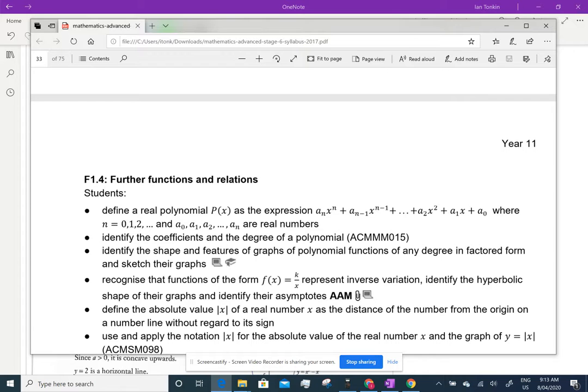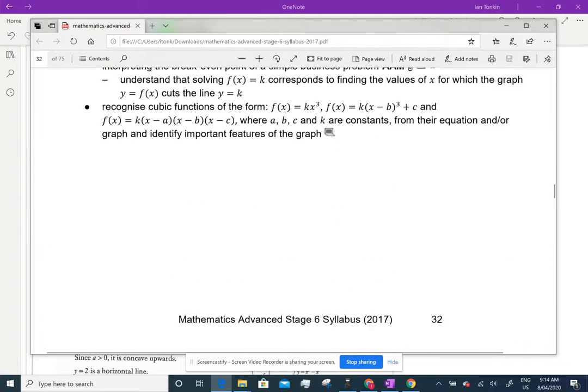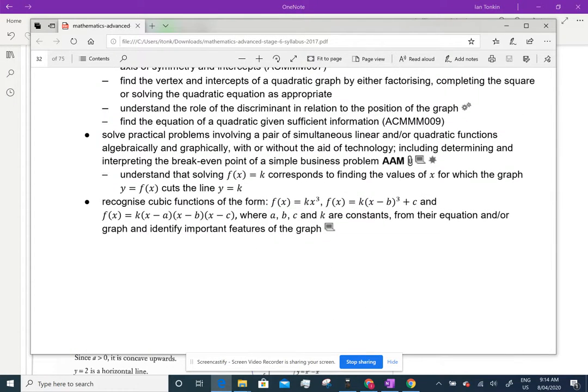And you can see here the first couple of dot points go through defining a real polynomial, and we did that in the previous one, identifying the coefficients and degree, identify the shape of the graph, recognize the function, and sketch their graphs. So those first 3 dot points deal with what we did in the previous exercise. But let's go back to here. Solve practical problems involving a pair of simultaneous linear and/or quadratic. So we don't need to go into cubics.